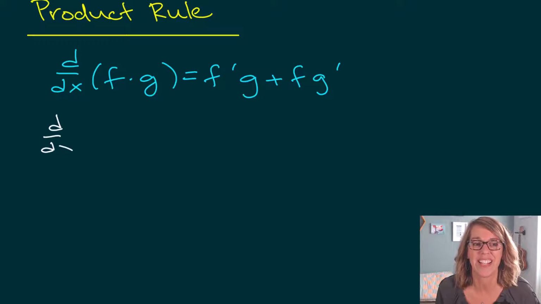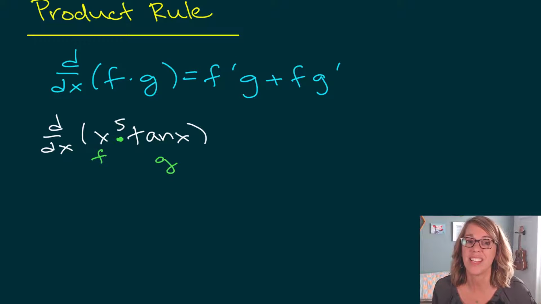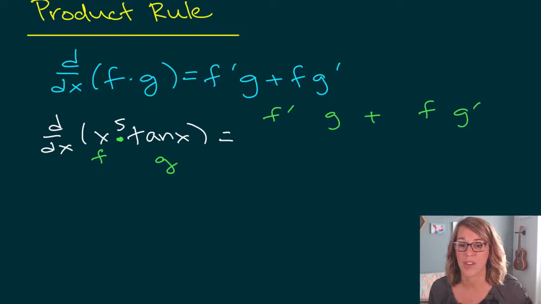So if I've got d dx of, let's say, x to the 5th times the tangent of x, I can recognize this as a product, and there's a multiplication symbol there in the middle. That means that f is x to the 5th and g is tangent of x. So as I put my derivative together, I'm going to put it together as f prime times g plus f times g prime. Those primes are derivatives. Let's go ahead and start with the derivative of f.